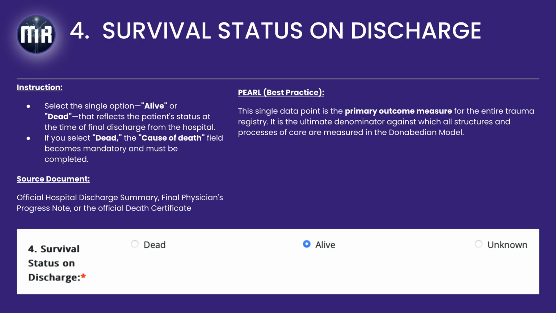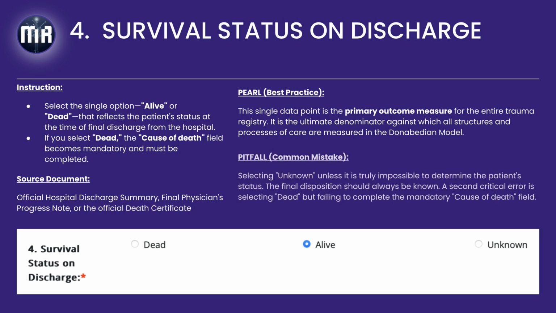This single data point is the primary outcome measure for the entire trauma registry. In the context of the Donabedian model, this is the ultimate outcome against which all the structures and processes we have documented are measured. The accuracy of this one field is paramount. The most critical pitfall to avoid is selecting unknown unless it is truly and exceptionally impossible to determine the patient's status from the record. The final disposition should always be known.